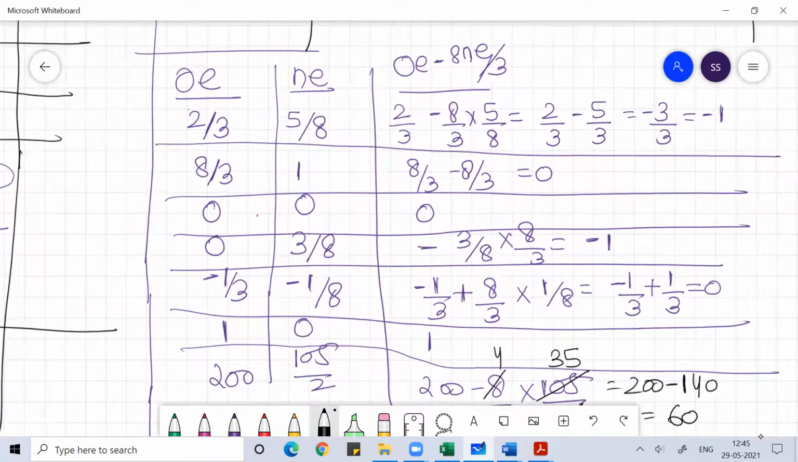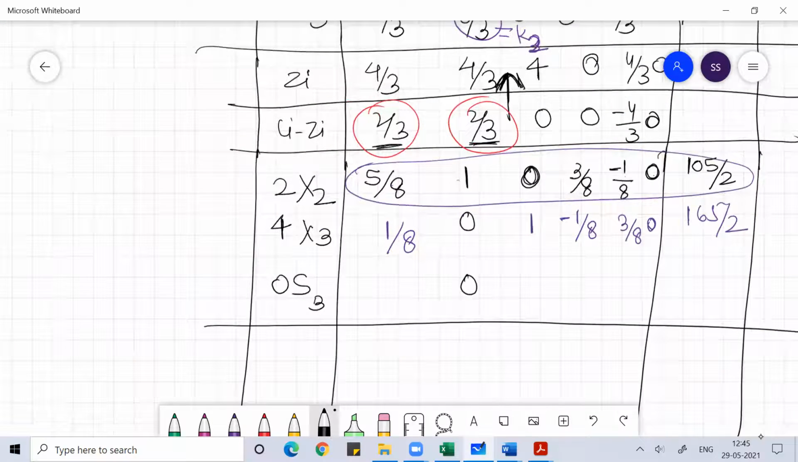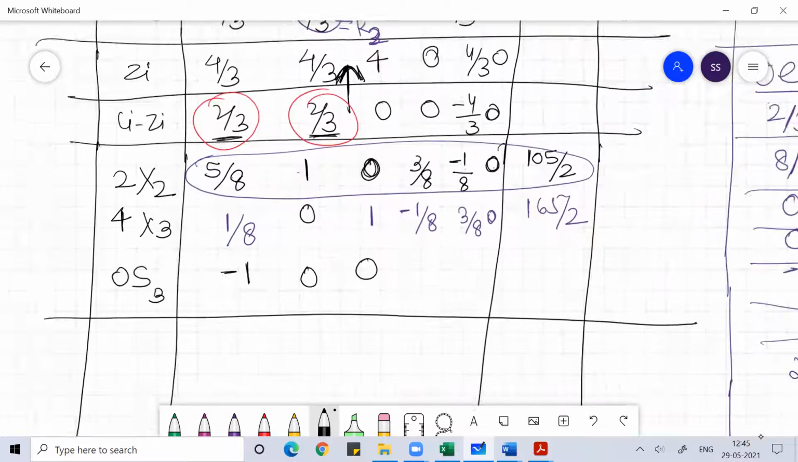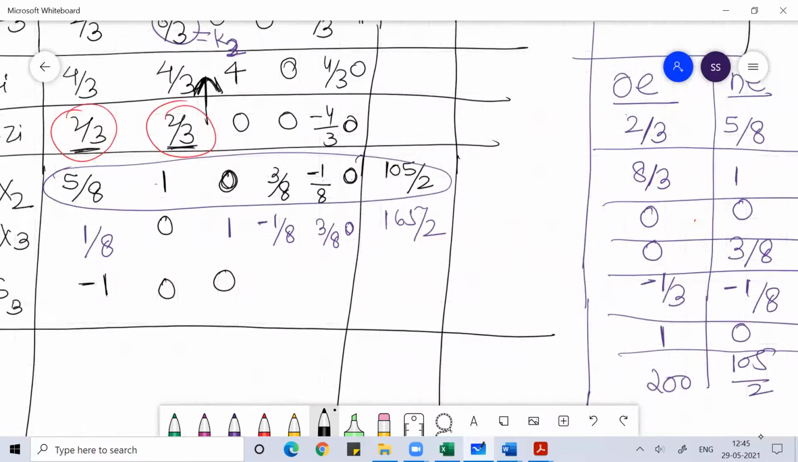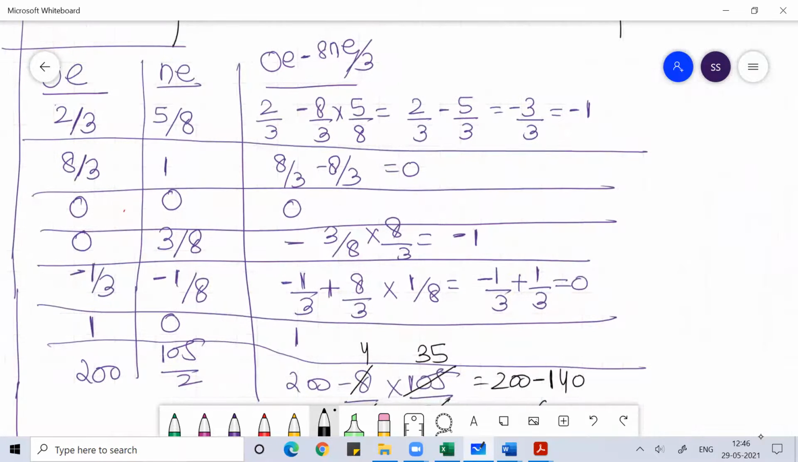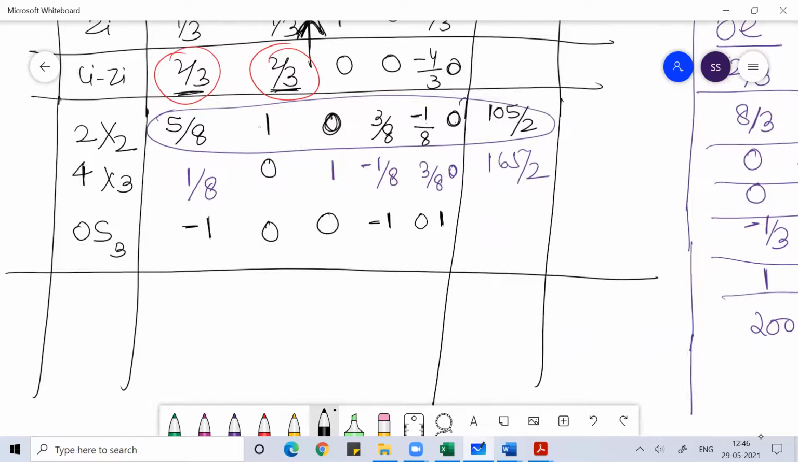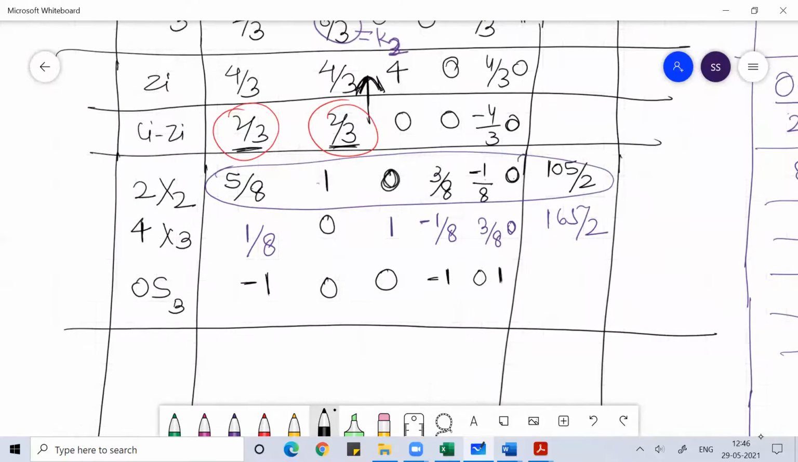So this value is minus 1, minus 1, 0, 0, minus 1, 0, 0, minus 1, 0, 1, then 0, 1 is equal to 60, then 60.